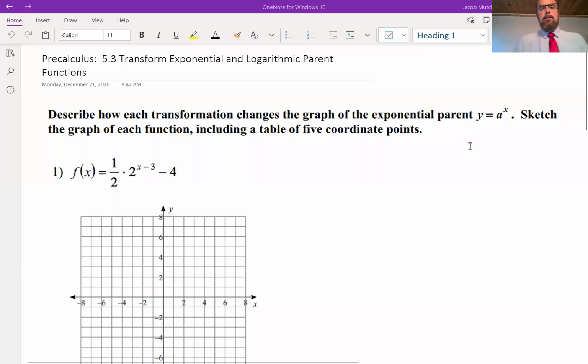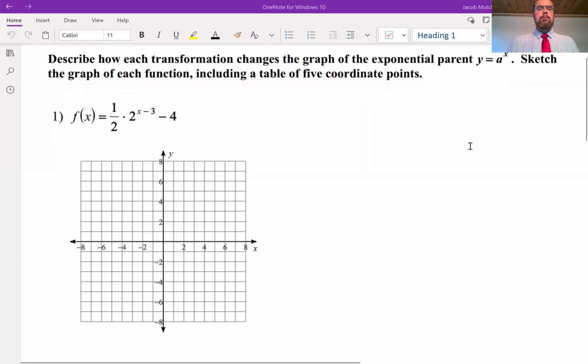Welcome to Pre-Calculus. Today we will investigate transforming exponential and logarithmic parent functions. We'll take a look at two examples, one exponential, one logarithmic. Our first function is f of x equals half times base 2 to the power of x minus 3, minus 4. And I want to start off by getting in view what's the parent function for this graph.